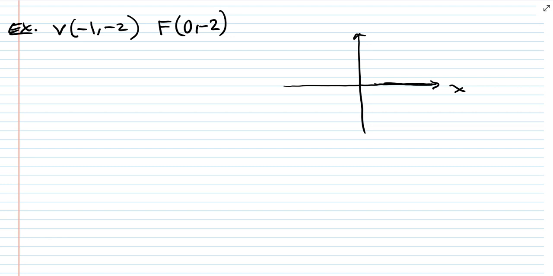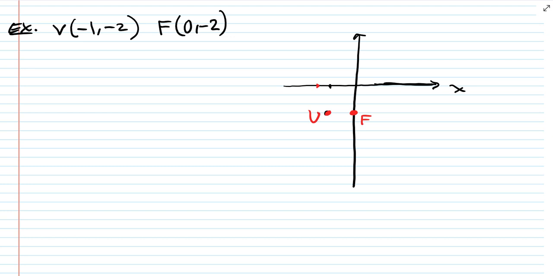So here's my coordinate system, the xy. This one has a vertex that's at (-1, -2). So this is negative 1, and this would be negative 2. Right in here. So that's the vertex. And then the focus is at (0, -2). So the focus is actually on the y-axis, right? Right in here. That's the focus.